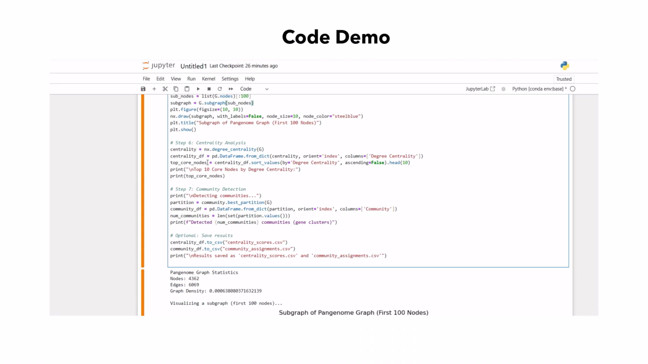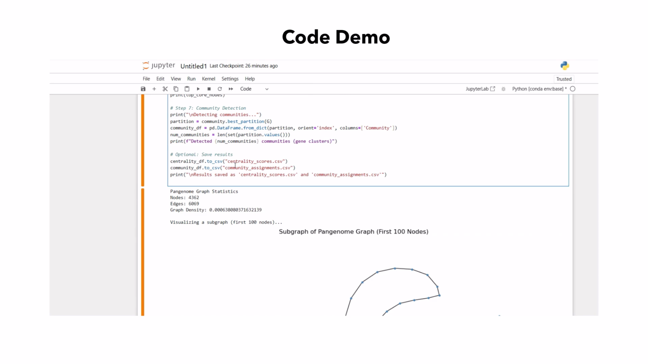And here we are finding the degree centrality, which measures how many edges are connected to each node. Why are we finding that? Because if the centrality is high, it is likely to be a core gene, and if the centrality is low, then it may be an accessory gene. That's why we are finding the centrality. And here is community detection. That is, communities represent gene families, functional modules, etc. That's why we are finding the communities as well.